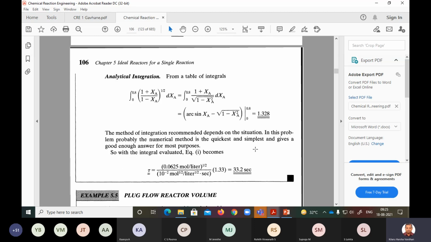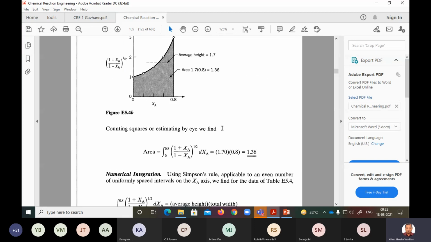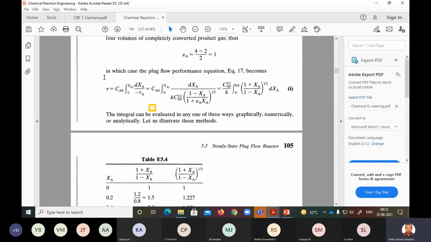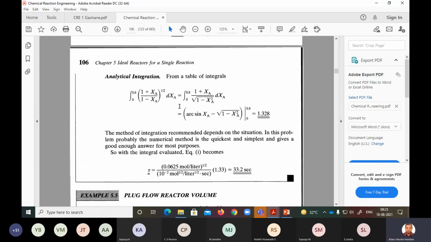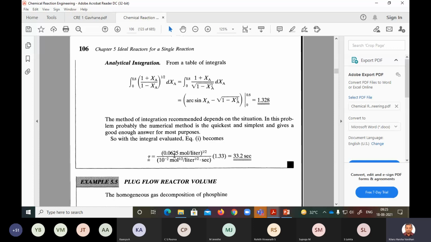1.13. So from that we know that tau is tau by CA naught. Already we substitute this to calculate, because this is what you are calculating, and then you substitute this entire thing, then you get tau, right? That is what he's asking. The tau will be 0.06 into 1.33.